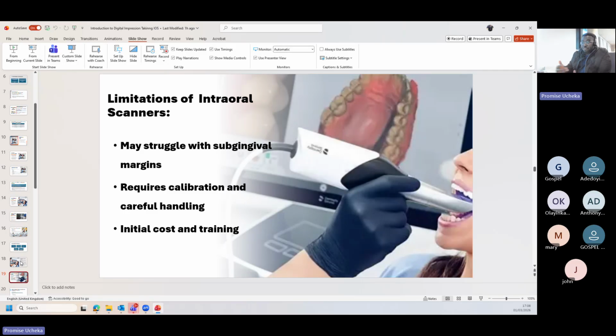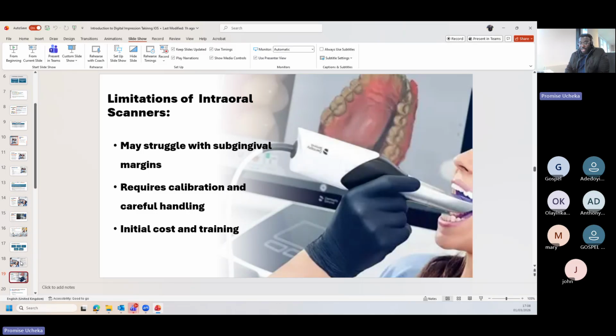You might often require calibration to make sure that your scanner is giving you what it should be giving you, so it's not giving you missed information. But there is this element of initial cost of actually integrating it into your system. I don't know how many of you are running your own practice, how many of you actually have the funds right now to switch to digital impression taking, to get intraoral scanners, maybe one or two into your clinic. So there is quite a lot of investment that goes into that.